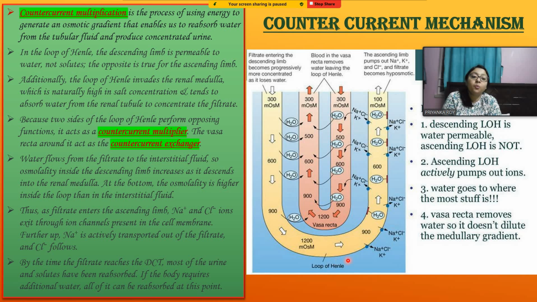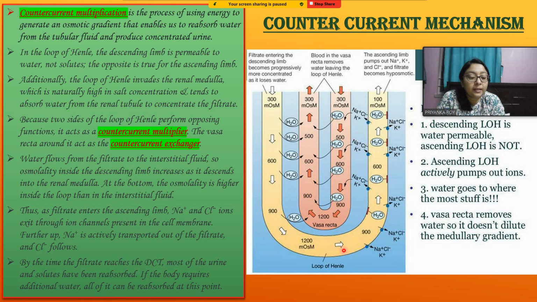Now what happens? Water is impermeable in the ascending limb of the loop of Henle, but it is permeable to the solutes. Now the sodium and chloride ions will exit through the channels, like here. Sodium, chloride, potassium, that is exiting.